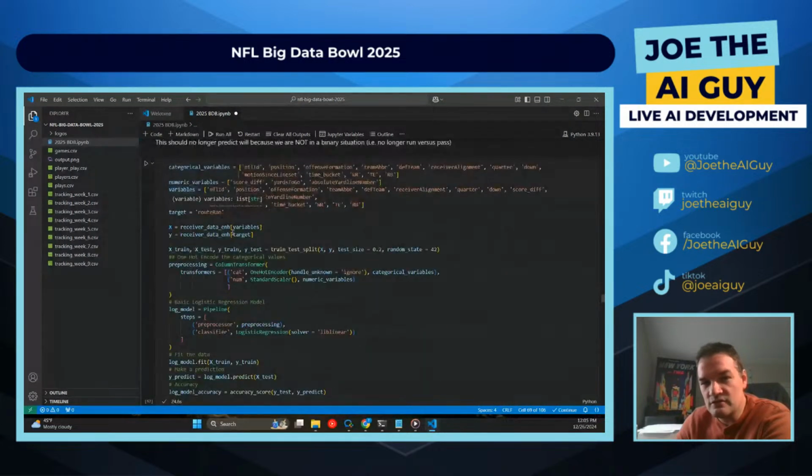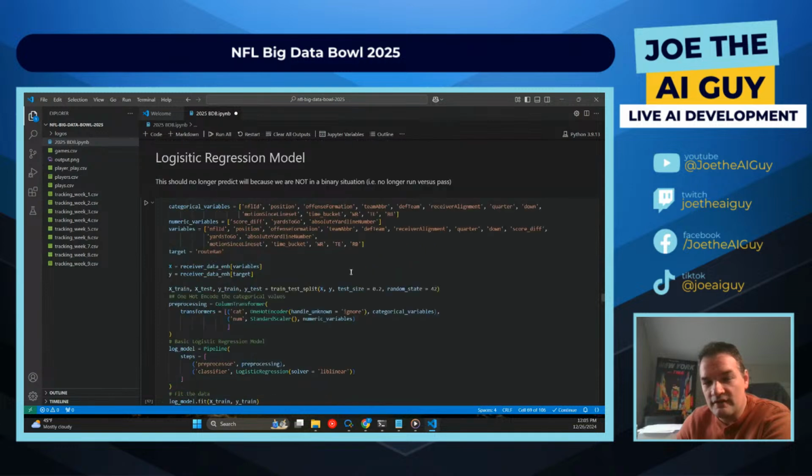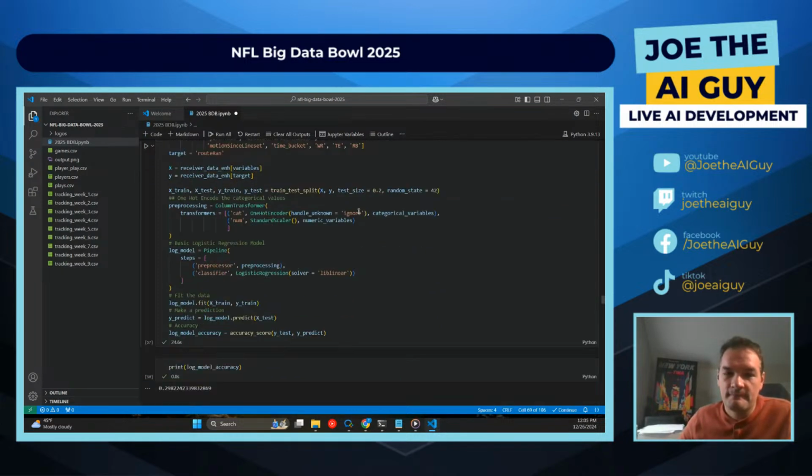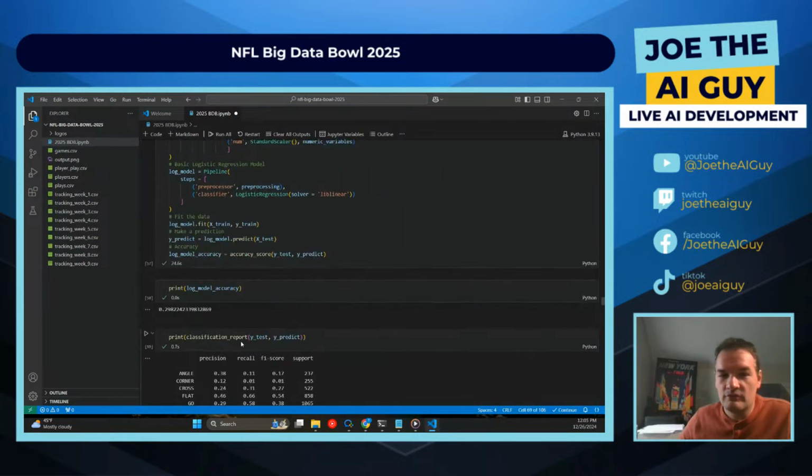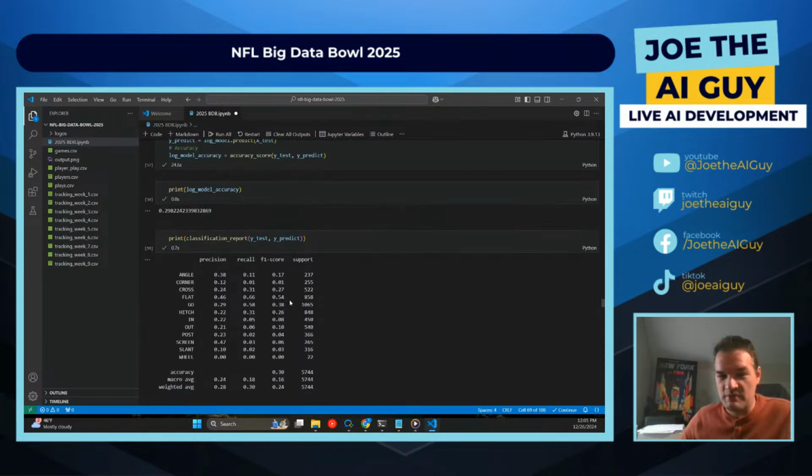And so we fed that into the model. The idea here was that because we're no longer in a situation of run versus pass, which logistic regression should be very good at, we're now in a situation where there are about 10 different routes that a receiver can run on a given play. And just feeding all that information into the model, what we actually see here is that the accuracy was about 30% in terms of being able to directly predict run versus pass.